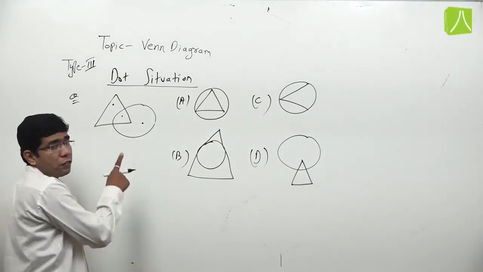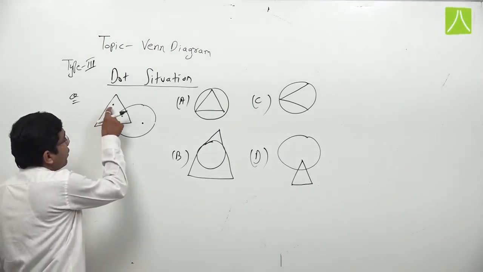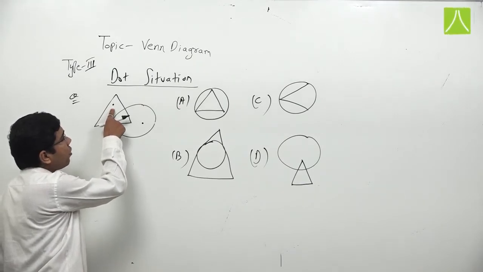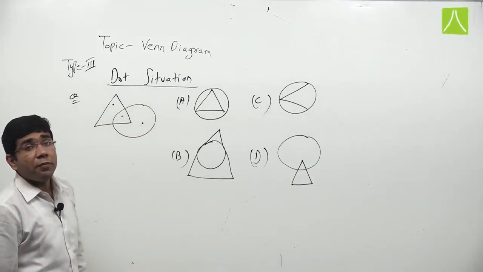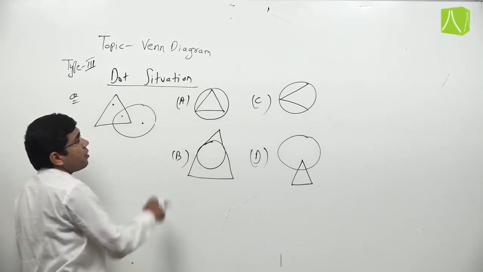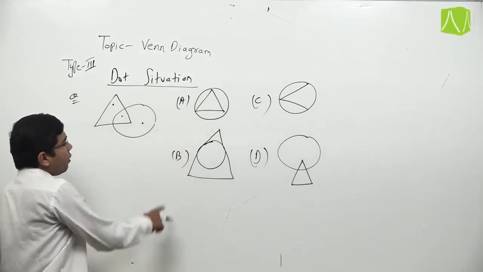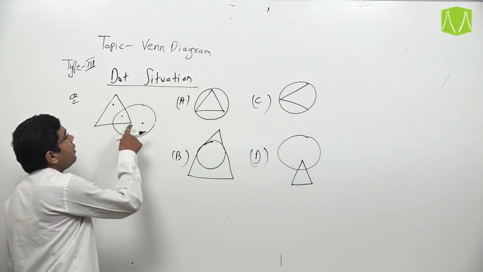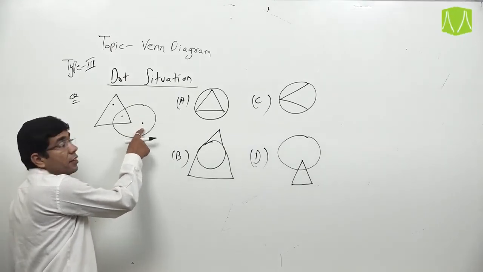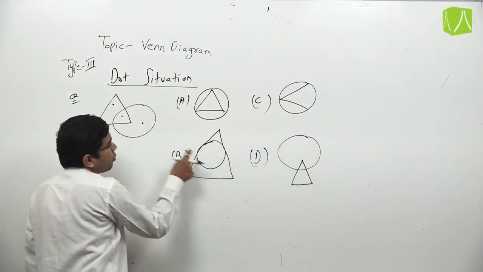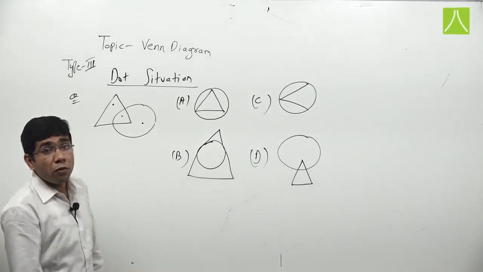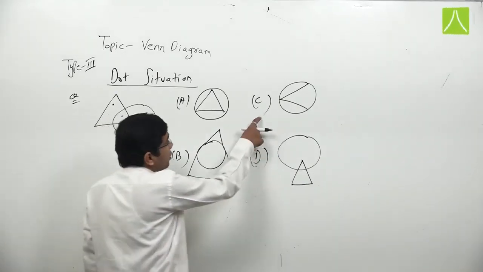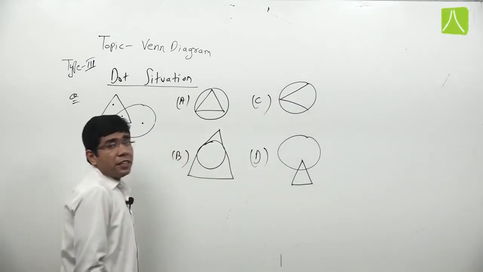Now move on to the first option. Here, a single dot only in the triangle cannot be represented. So A should not be the answer. If we take option B, then we cannot denote this dot because it is present only in the circle, and in option B there is no part which belongs to only the circle. In option C the triangle is not present.